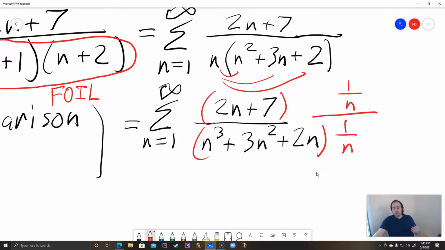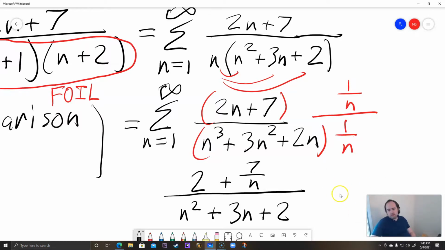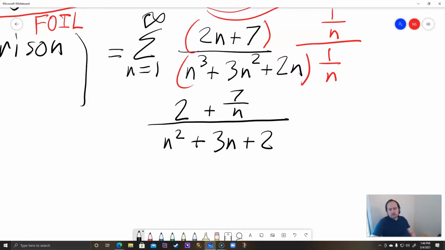And that's the trick here. How would you even think of doing that? Well, it can be difficult, but I'm going to show you why it works. On the top we have 2 plus 7 over n, and on the bottom we have n squared plus 3n plus 2. Okay, so then let's work on this.